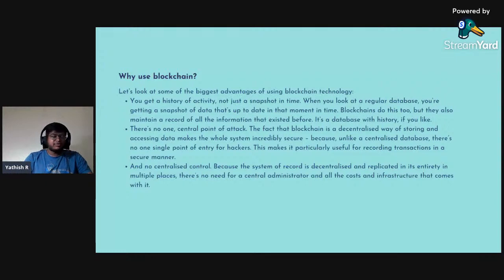Now, there's no single point of entry for attackers. That's true, and this makes recording transactions secure. Great. Now, there's no centralized control because the system of record is decentralized and replicated in its entirety in multiple places. There is no need for a central administrator and all the costs and infrastructure that come with it.